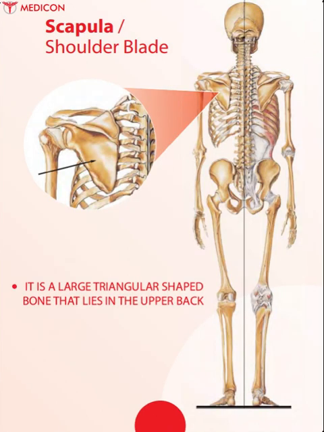Scapula. The scapula is also known as the shoulder bone, which is a large triangular-shaped bone that lies in the upper back. The bone is surrounded and supported by a complex system of muscles that work together to help your arm to move.